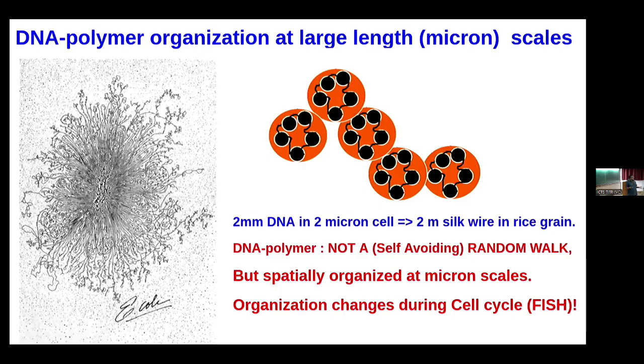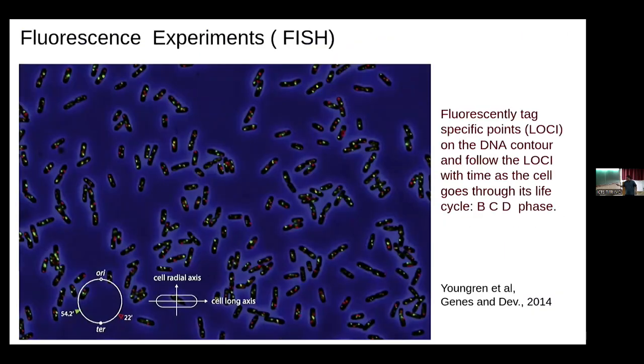And that organization changes as a function of time, as seen through fish experiments. And I shall introduce what that is. So these are experiments. This is a snapshot from Youngren, Genes and Development, June. So you're looking at E. coli bacteria under the microscope, where some segments of the DNA have been marked.